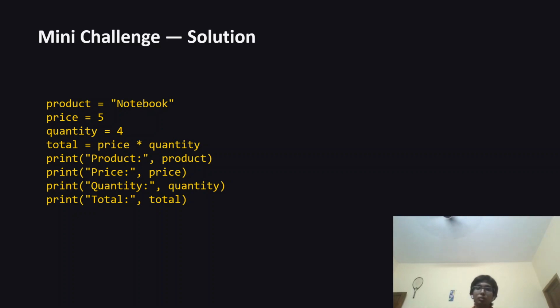The answer to this will pretty much look like this. Product we are going to set as notebook, price is 5, quantity is 4. Total is going to be price times quantity, and we are going to do that and print everything. This is the code. We have done an example with price and weight. We did that here. It's pretty much the same here. I'm just pretty excited for this. So I hope you guys love this lecture.